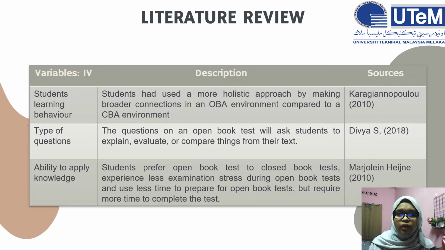In this slide, I will talk about the literature review for independent variables. My first independent variable is student learning behavior. Students used a more holistic approach by making broader connections in an open book assessment environment compared to a closed book environment. Type of questions. The questions on an open book test will ask students to explain, evaluate, or compare things from their text. And the third one is ability to apply knowledge. Students prefer open book tests to closed book tests, experience less examination stress during open book tests, and use less time to prepare for open book tests but require more time to complete the test, according to Magellan.